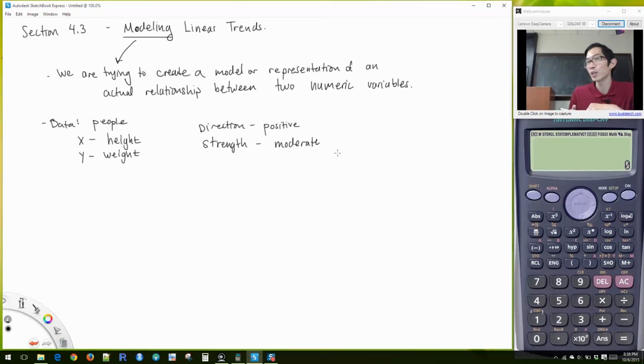Do some of them weigh a lot more than others? Yeah, okay. You can probably think of several different women who are all around 5'5", and some of them will weigh more than others. And because there's quite a bit of spread for each of these height values, we don't have a very strong relationship. It's just a moderate one. But we might want to create a model of this relationship.